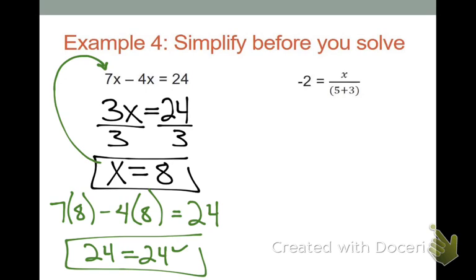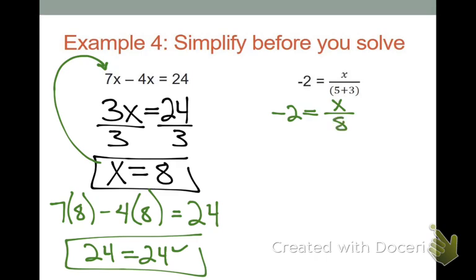Negative 2 equals x over 5 plus 3. On your paper, I want you to try to simplify whatever you think you can simplify first, before you start solving and using inverse operations. Let's see if there's anything we can simplify. What can you simplify? 5 plus 3. Yeah, 5 plus 3. So now it's negative 2 equals x over 5 plus 3 is 8.